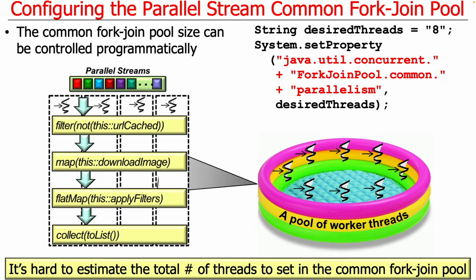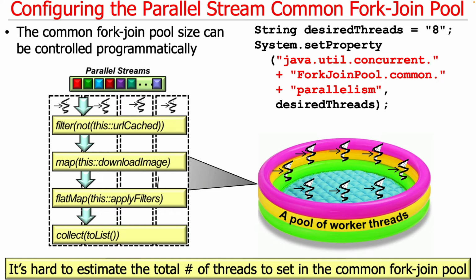One way, if you happen to know ahead of time the total number of images or blocking operations that you're going to want to work with, then you can tell the common fork join pool at startup time the size the pool should have. You can do that by using the System.setProperty method, and you pass in this crazy string that says java.util.concurrent.forkjoinpool.common.parallelism, and you can give it a flag that says how many threads you want. In this case, we could give it 8 threads or 10 threads or whatever.